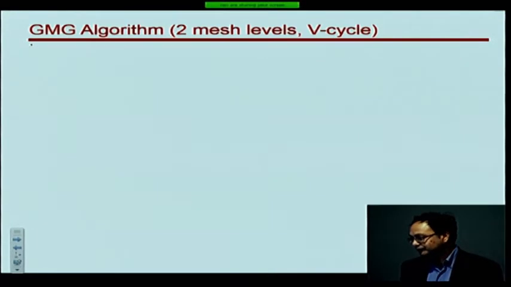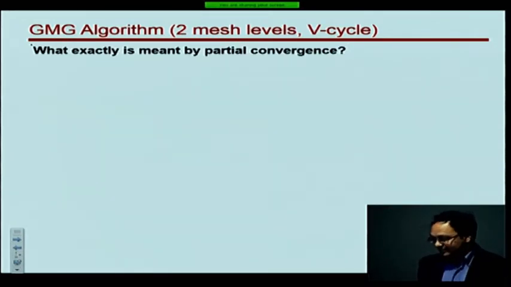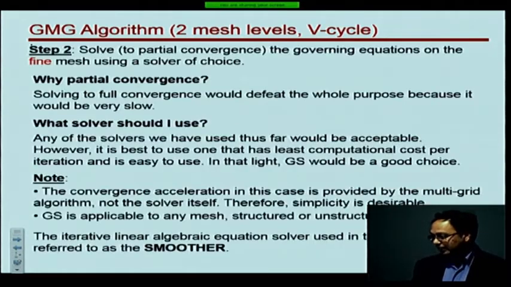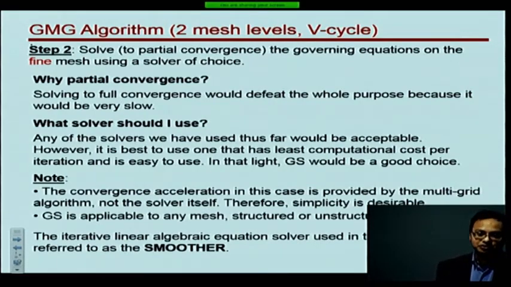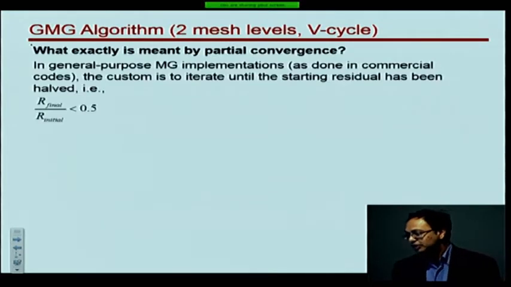Now another question that we often face is, I mentioned up on top that we go to partial convergence. So the question is, what exactly do you mean by partial convergence? Do you mean 2 orders of magnitude convergence, 2 iterations? What exactly does it mean? In general purpose multigrid implementations, what people do is they solve the equations until the residuals drop by a factor of 2. So our final over our initial is half. After that, they quit.